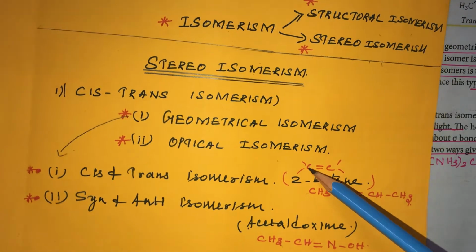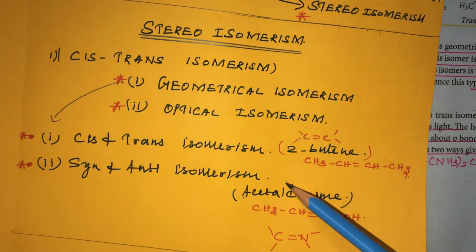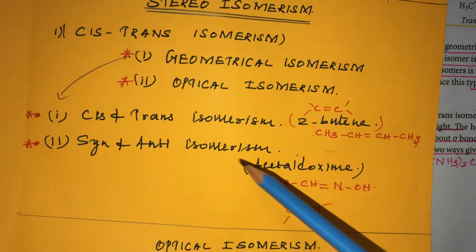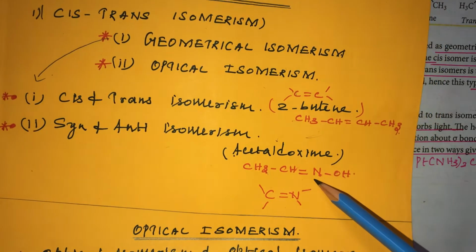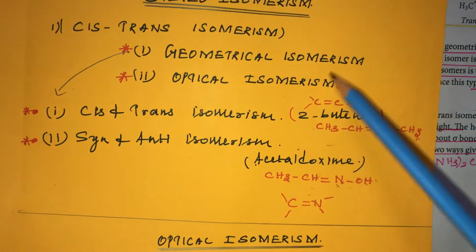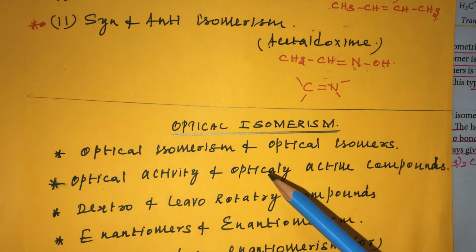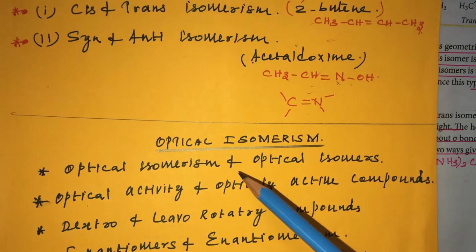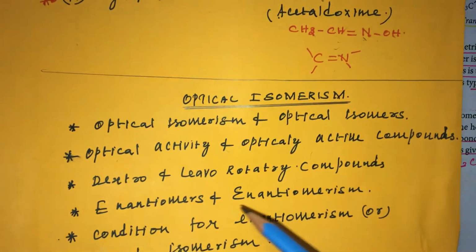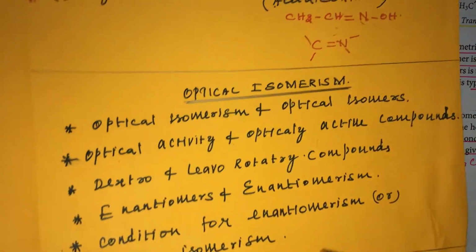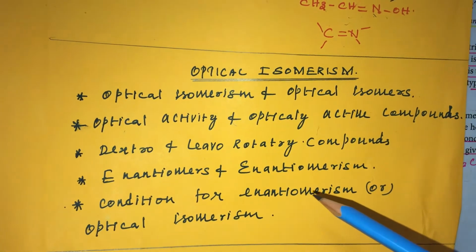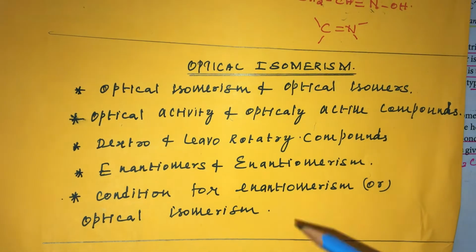In geometrical isomerism, we will see cis-trans isomerism around a carbon-carbon double bond, taking 2-butene as an example, and syn and anti isomerism around a carbon-nitrogen double bond, taking acetaldoxime as an example. Under optical isomerism, we will see what optical isomers are, optical activity and optically active compounds, dextro and levorotatory compounds, enantiomerism and enantiomers, and the condition for optical activity and for being enantiomers.